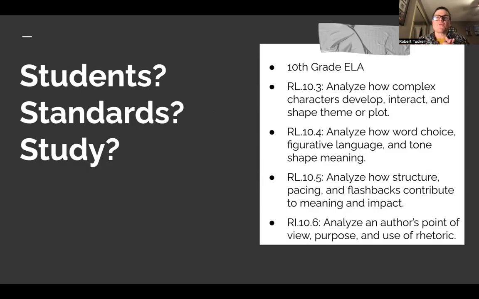Thinking about the students I want to teach this with, the standards I want to cover, and what we're going to study. This is designed for a 10th grade English language arts class. I would probably front load this unit in the year, really to set a tone for the critical nature of the text and the learning that we're going to be doing throughout the year.